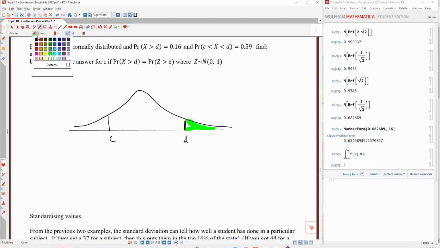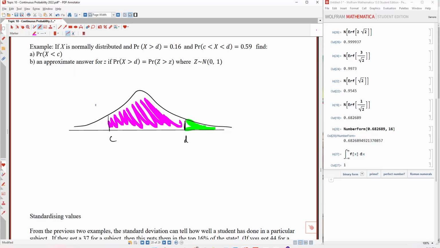And this part here, let's change color. That part there is 0.59. So find the probability that the random variable is less than C. So we want this part here. So all that's going to be is all of it, 100%, take away these percentages here, or these decimals here. So we're going to do 1 take away 0.16 plus 0.59. And that's going to be 0.75, 0.25, I think. Yeah.